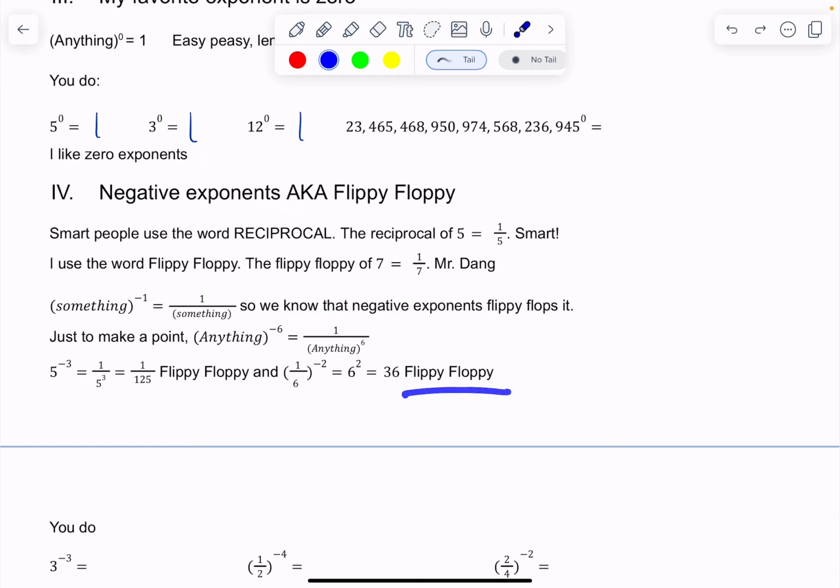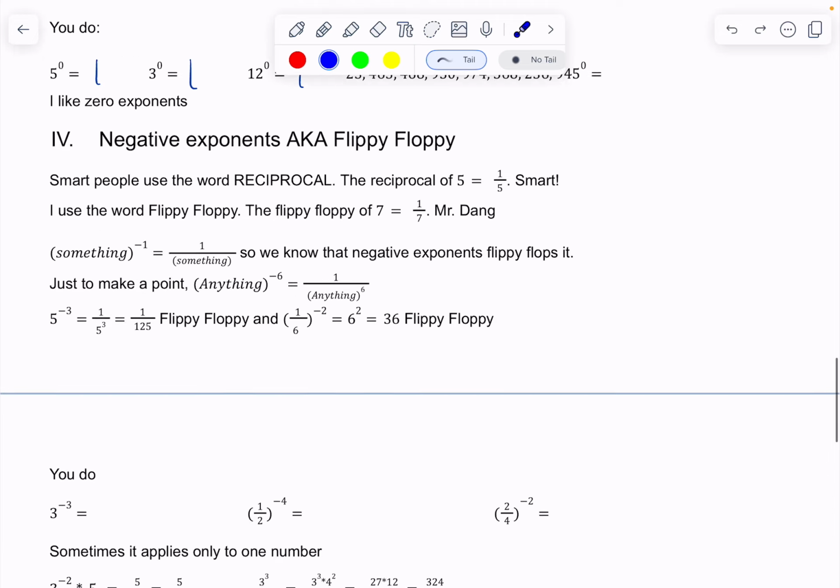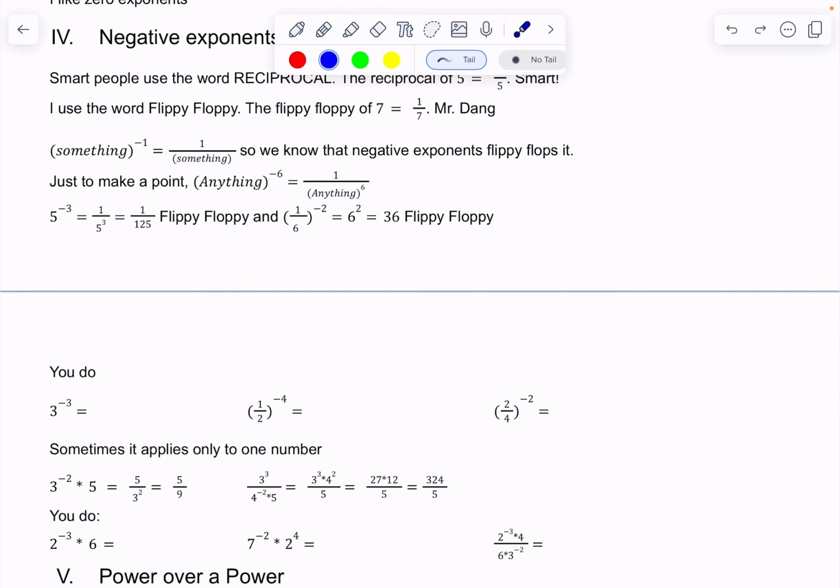Flippy floppy. Use the word reciprocal in class. I'm sure it'll make you sound smarter. But for you to remember things, flippy floppy it. This is the difference from outside voice and inside voice. Mr. Dang has a lot of voices in his head.